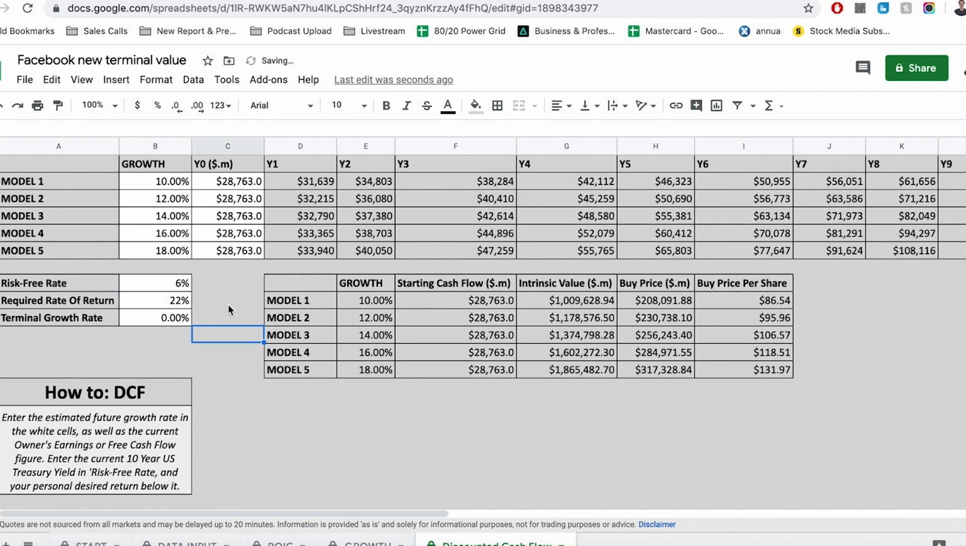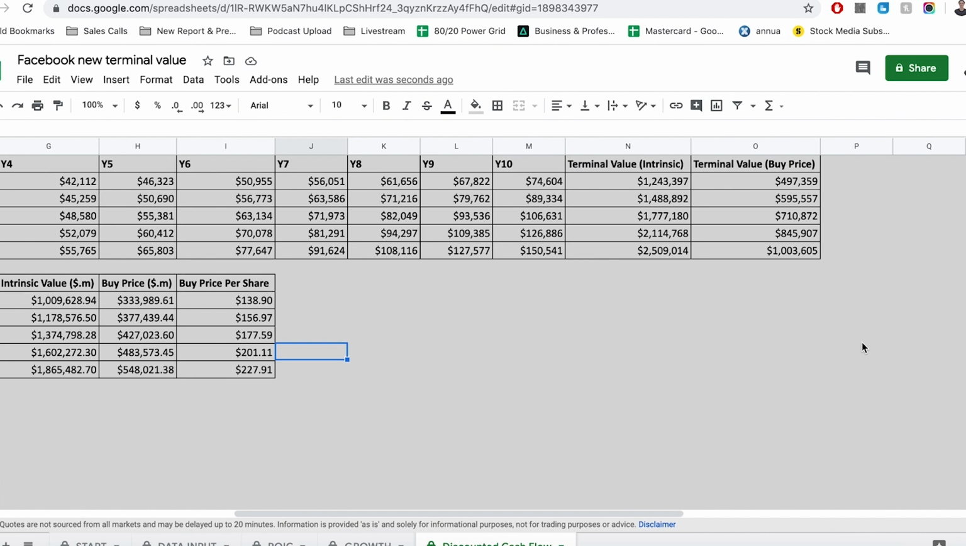But ultimately what we care about is the buy price based on our required rate of return, which is what we're using here, which is going to be something between 22% or maybe as low as 15% if you have really high confidence in your models. So focus on the buy price and the buy price per share.